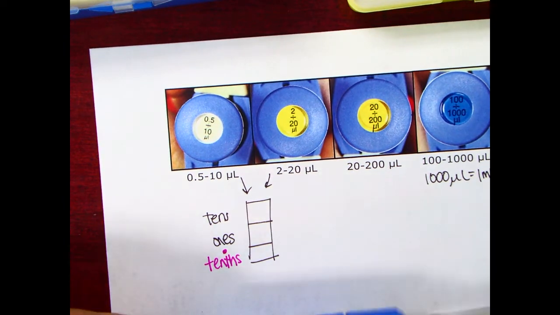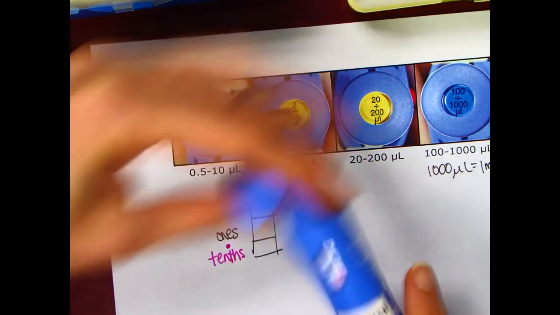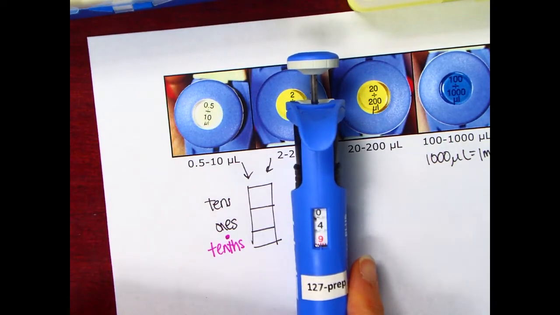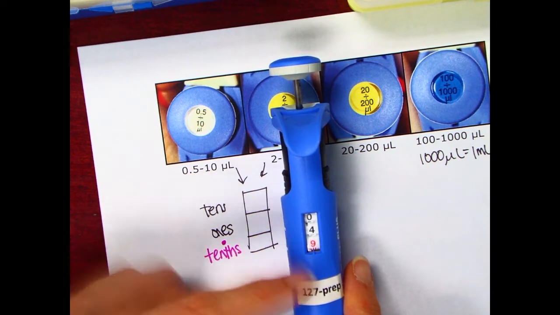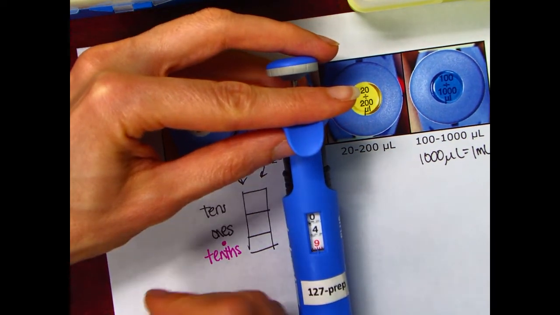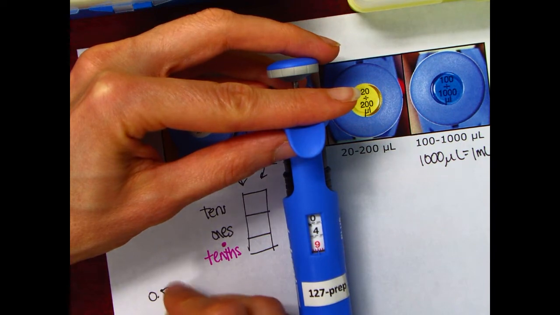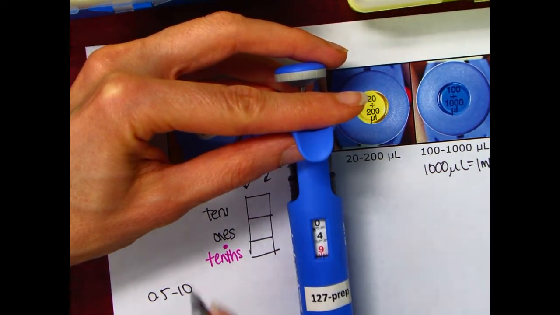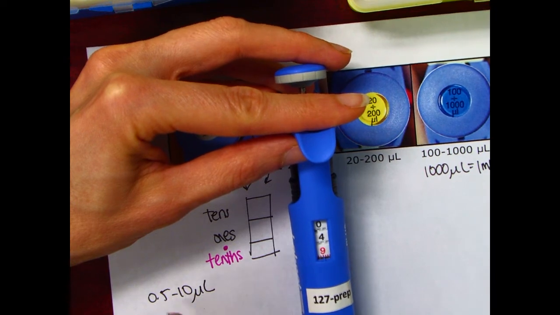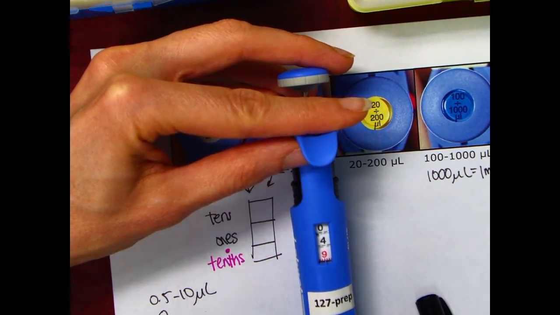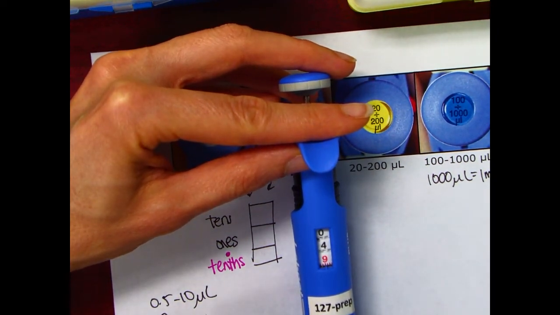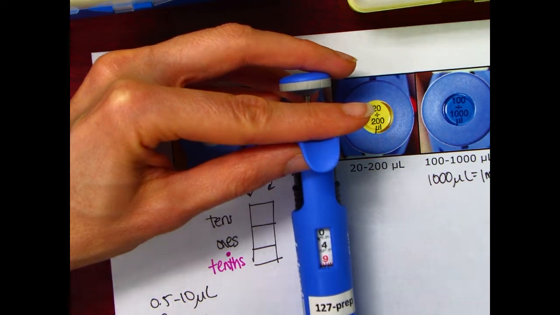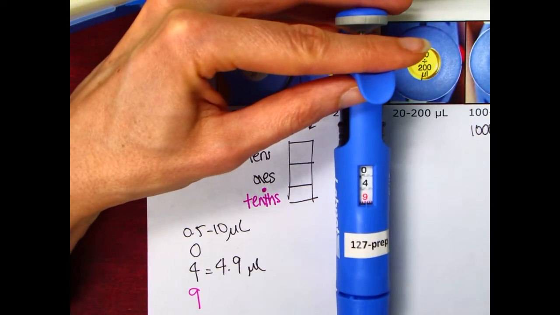Here, maybe I'll turn it this way. That would be way more helpful. This has 0 in the tens place, and then 4 in the ones place, and then 0.9. So this 0.5 to 10 microliter pipettor says 0 4 9, like that, and that is going to be 4.9 microliters.